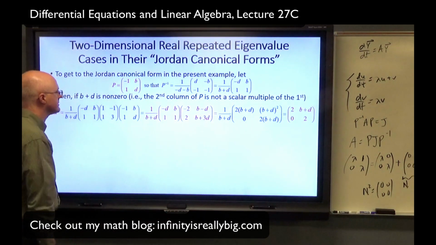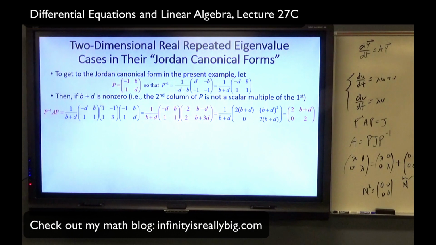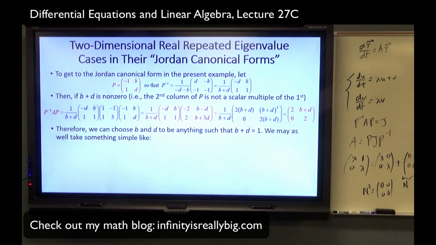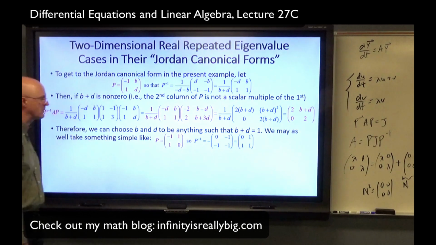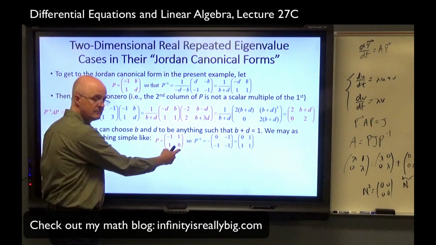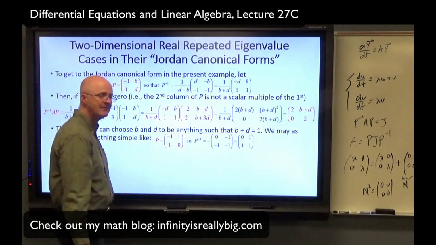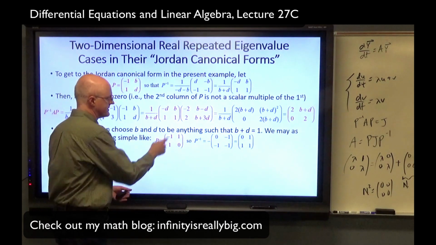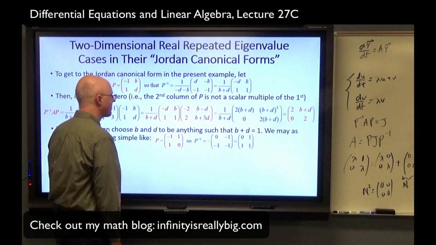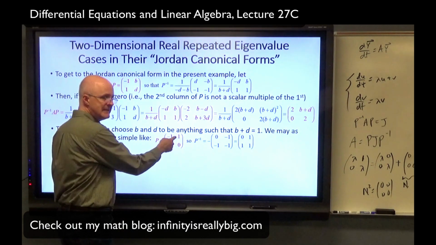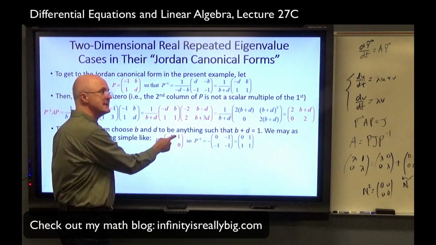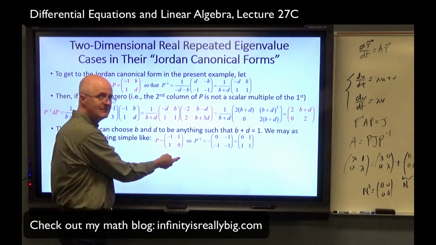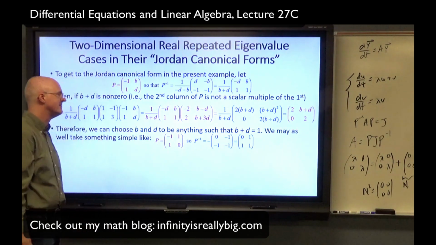P would not be invertible. But I can make it equal to 1. We can choose B and D to be anything such that B plus D equals 1. We may as well take something simple like B equals 1 and D equals 0, and then P inverse is that. I could also go 0, 1. I could also go 17 there and negative 16 there. But you might as well keep it simple.